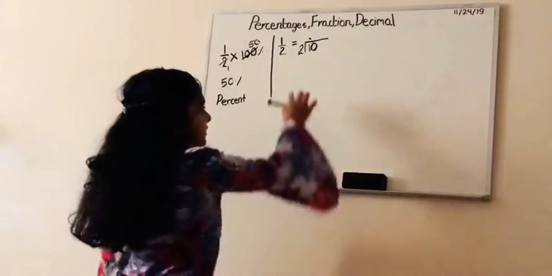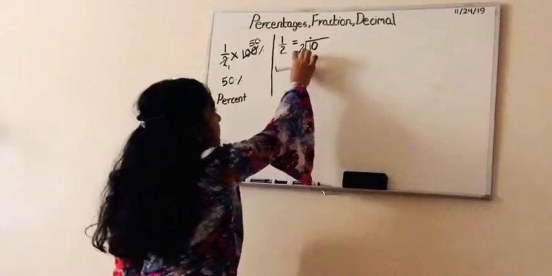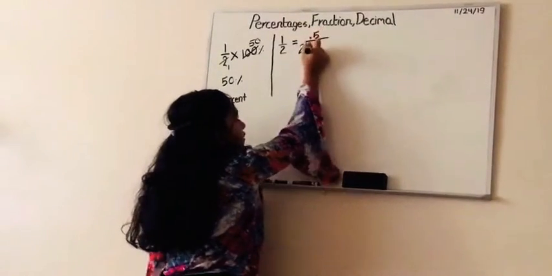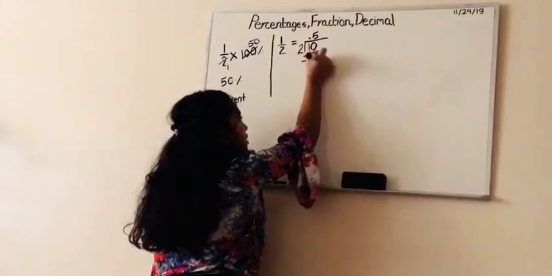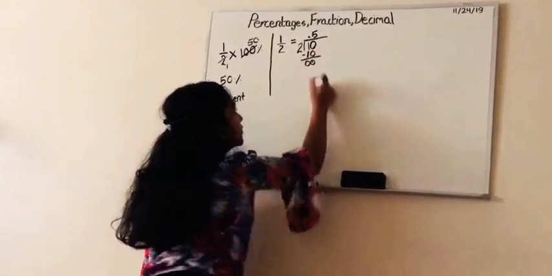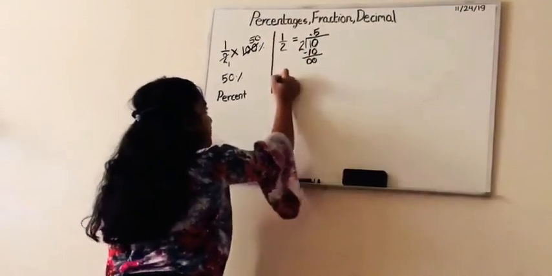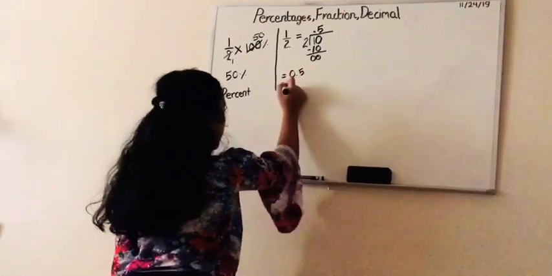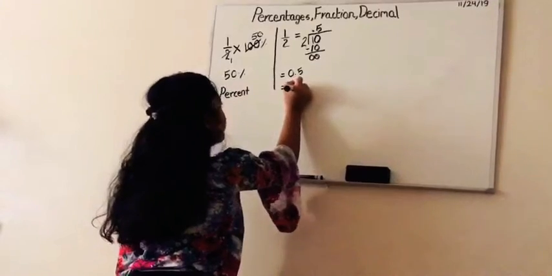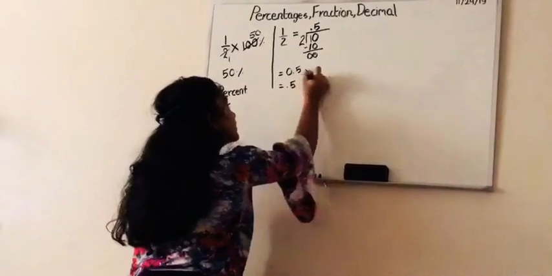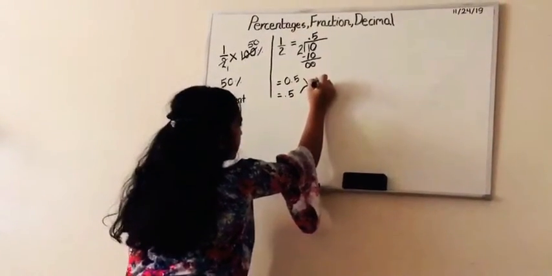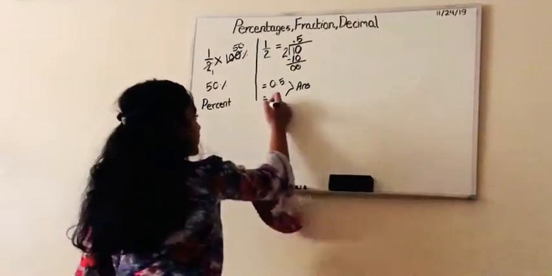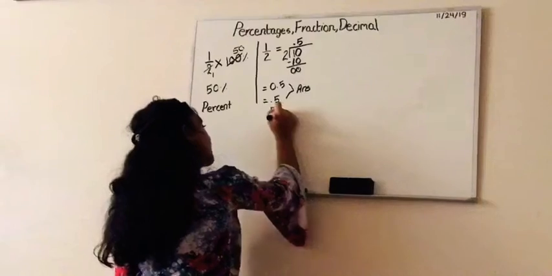And now you can do this. 10 divided by 2 is 5. And there is no remainder. So the answer would be 0.5. You can write either form and it'll be correct. And we just turned this into a decimal.